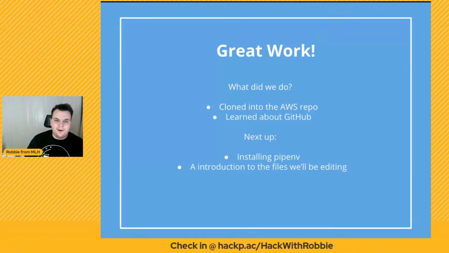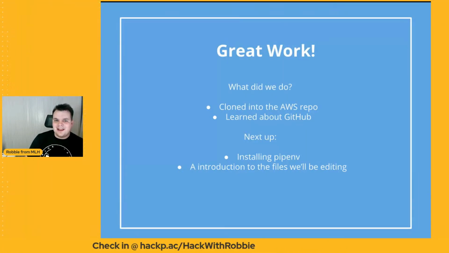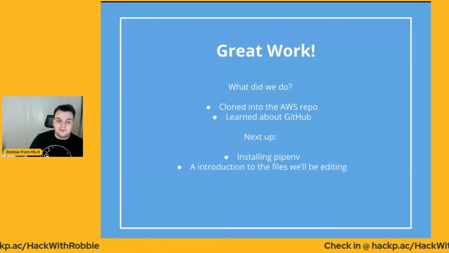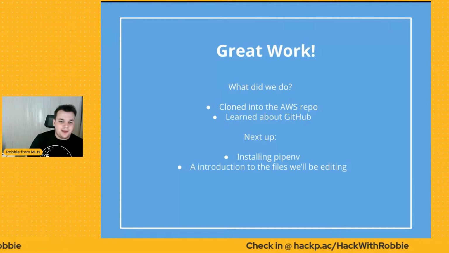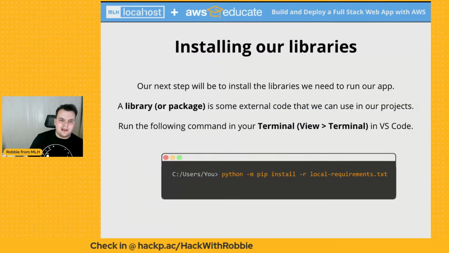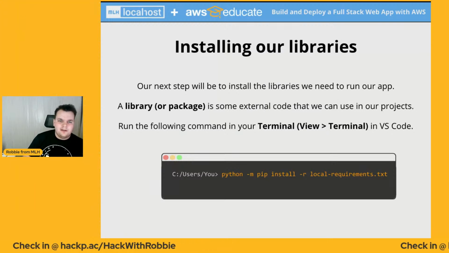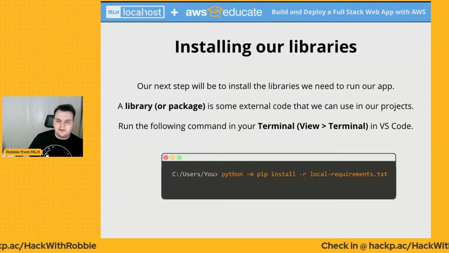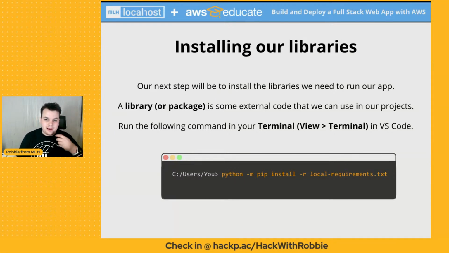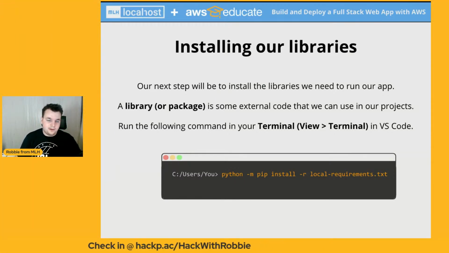Great work. Okay, so what did we do? We cloned the AWS repo locally. We learned about GitHub. We also set up our environment variables file. Now we're going to install pipenv, apparently, and then do more of an introduction to the files we'll be editing. Right, installing our libraries. We're going to use Python to install those local requirements. So let's head back to our terminal.